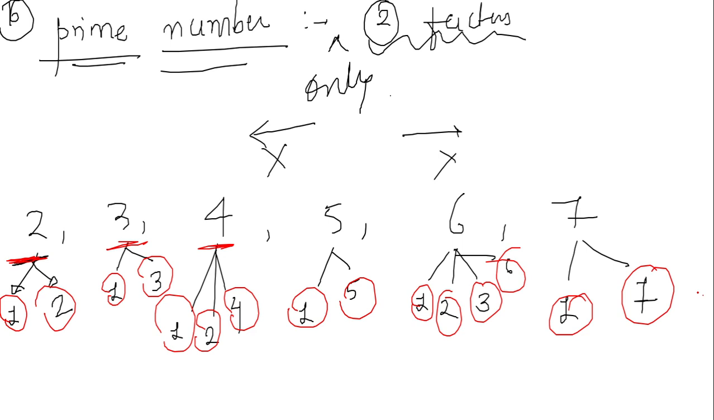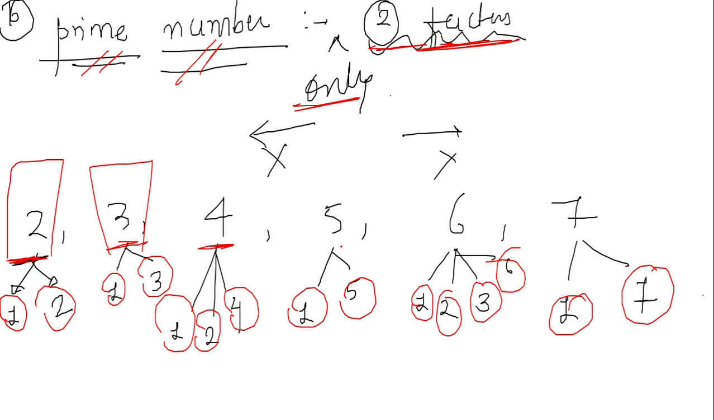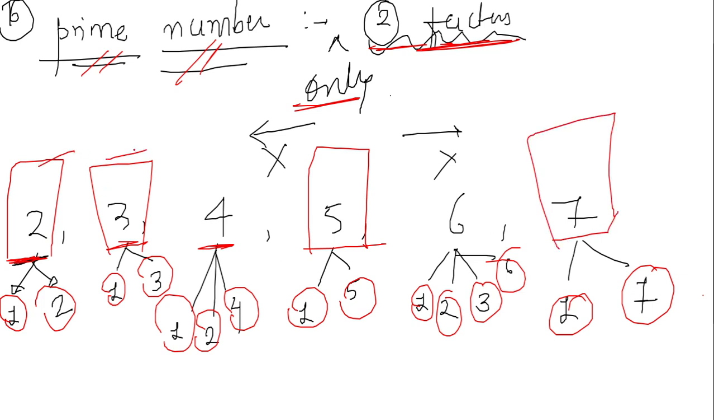So from this we can clearly understand that the definition says we just want 2 factors, only 2. As per the definition, 2 has only 2 factors, similarly 3 has only 2 factors, the next number is 5, which has again 2 factors, and 7 has 2 factors. So these are the numbers which have only 2 factors. These are nothing but prime numbers.